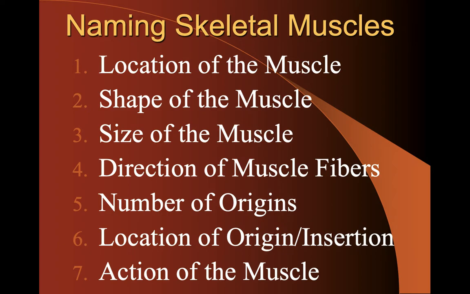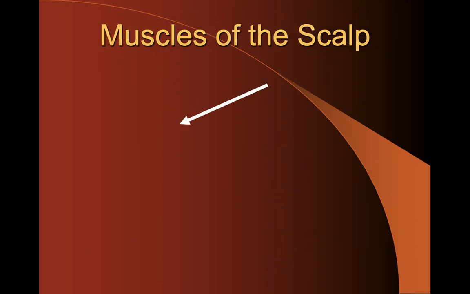And then finally, the action of the muscle. Some muscles are named after the movement they make, like our inner groin muscles are called the adductors. And there are a few more examples of that. A lot of the muscles are named for several of these naming systems.